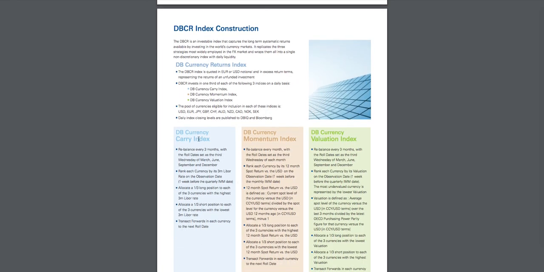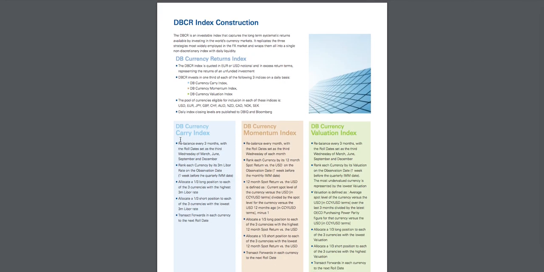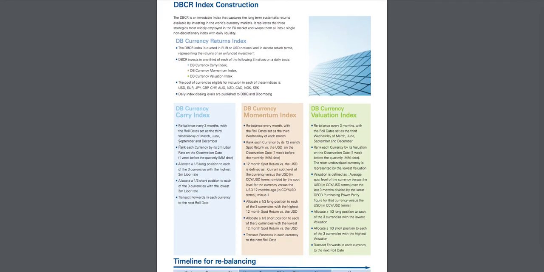So the main three indices are based on the G10 pairs, and these here are G10 currencies. So the carry index is probably the simplest. Now it rebalances every 3 months, and it creates through this universe of G10 currencies. So whatever your currency universe is, it'll rate the 3-month LIBOR.